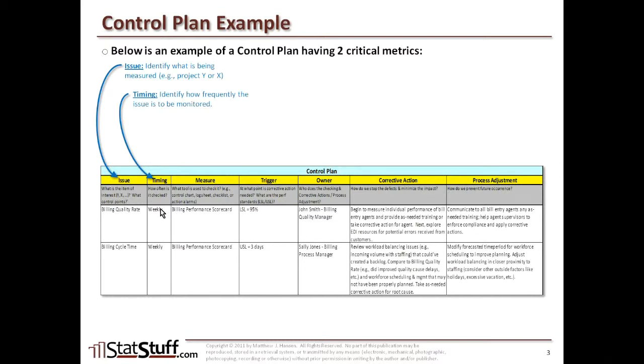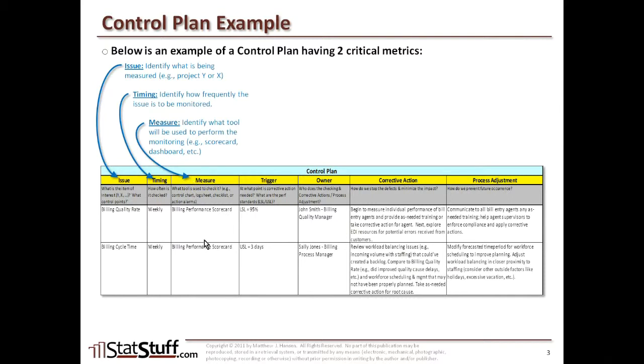This is where we're going to show how frequently the issue is going to be monitored. So whatever issue we're looking at, in this case whatever metrics we're looking at, this is how often we're going to be looking at it. So we need to make sure that we're defining ahead of time how frequently we're going to be monitoring that metric for this.